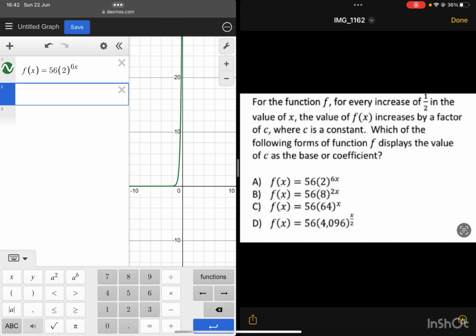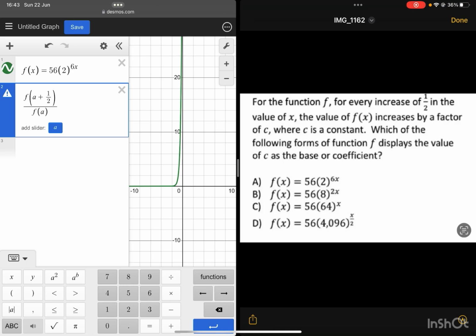Okay, for the second equation, the second one in the Desmos, we're going to have f of (a plus 1/2) over f of a. Because in the question it says for every increase of 1/2 in the value of x, the value of f(x) increases by a factor of c. So in this case, a is going to increase by 1/2.